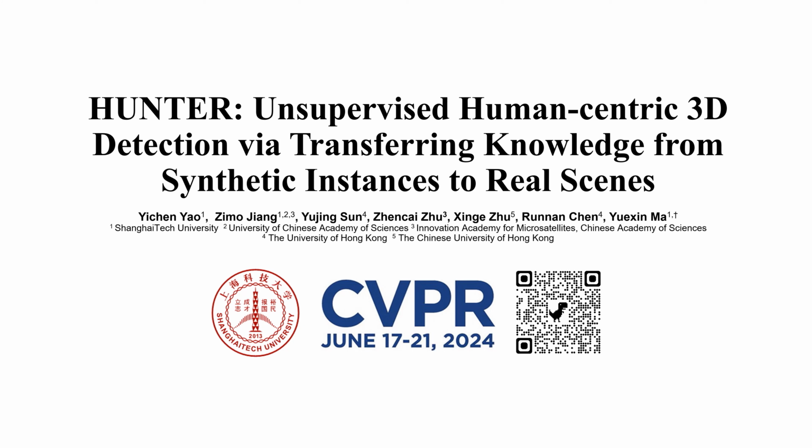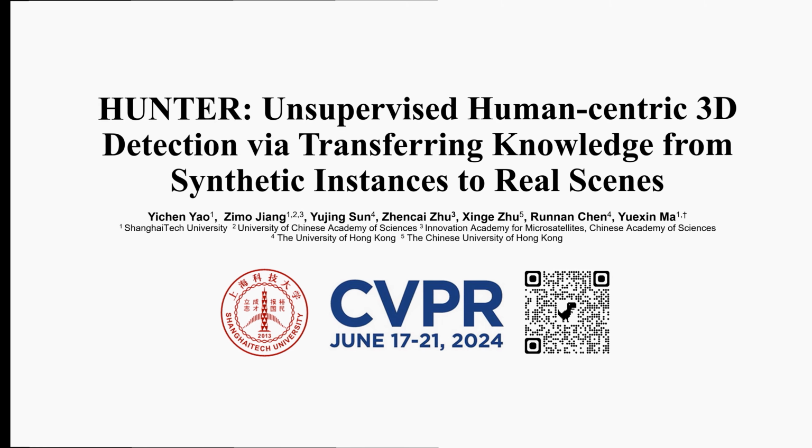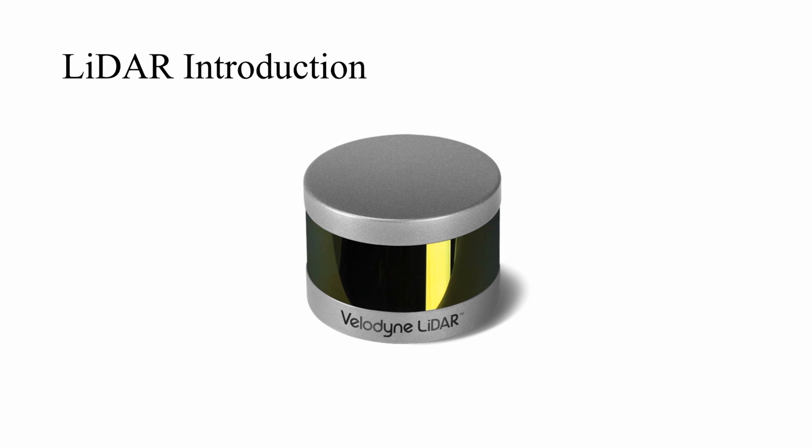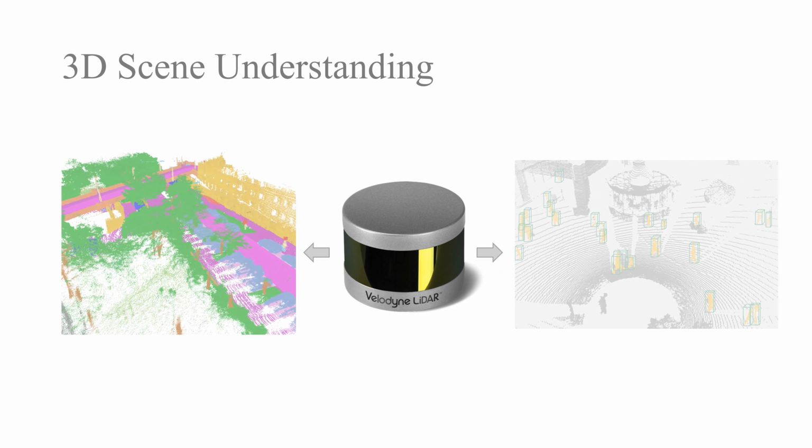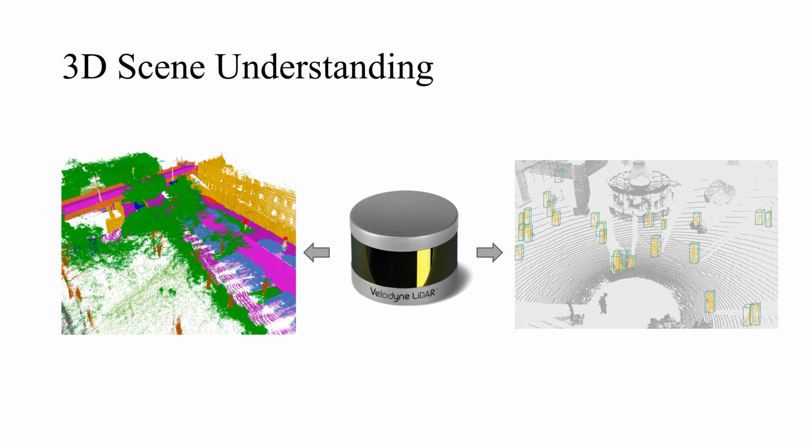We present Hunter, unsupervised human-centric 3D detection via transferring knowledge from synthetic instances to real scenes. An unsupervised 3D detection method for human-centric scenarios by transferring the knowledge from synthetic human instances to real scenes. The field of 3D scene understanding in human-centric scenarios has garnered increasing attention in recent years, owing to its pivotal role in the advancement of research on humanoid robots, assistive robots, and human-robot collaboration.